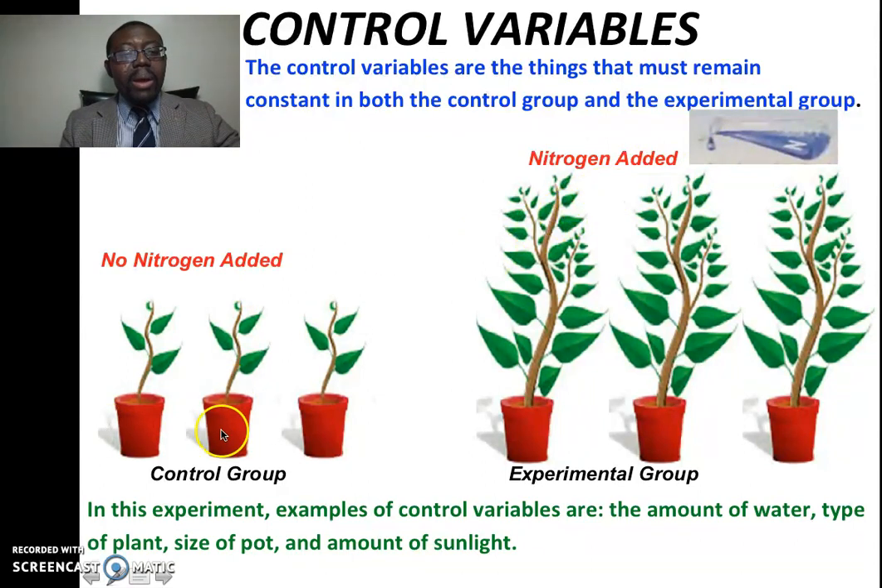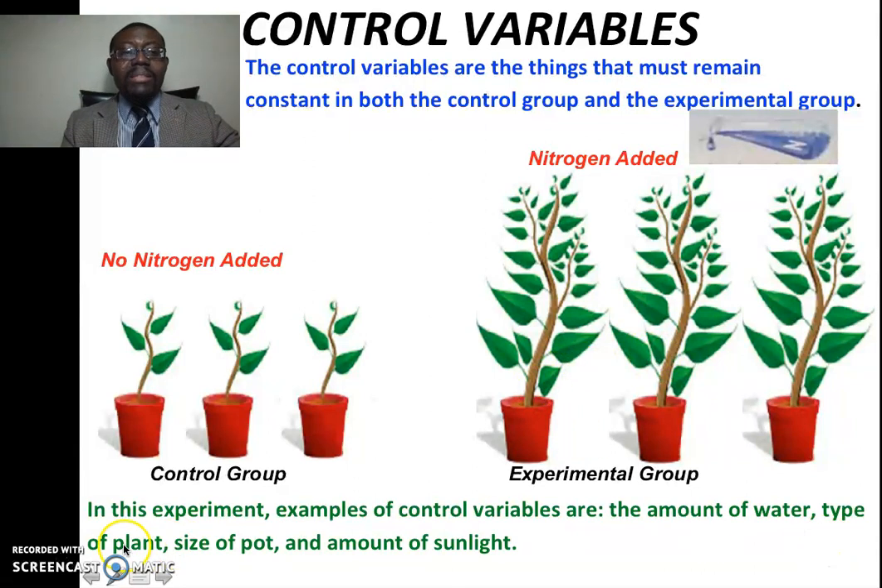So these variables that we keep constant in the control group and the experimental group are called the control variables. They are the things that we keep constant or the same in both groups. Examples of control variables in this experiment are the amount of water we add. We add the same amount of water to the control group and also the experimental group.